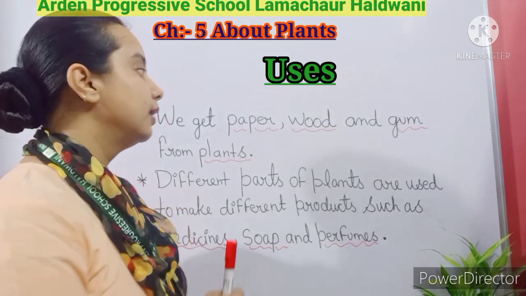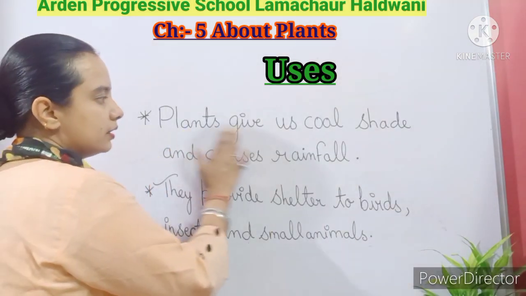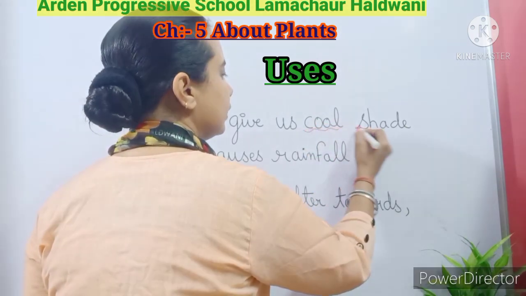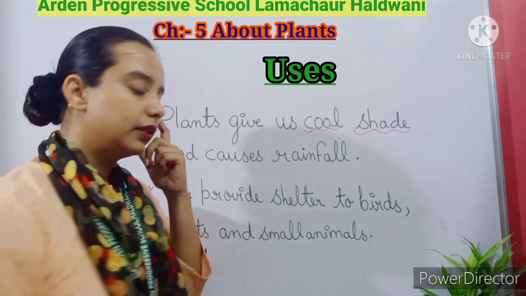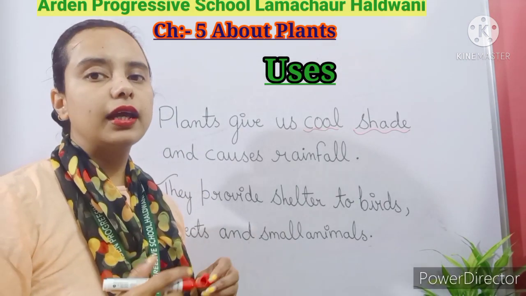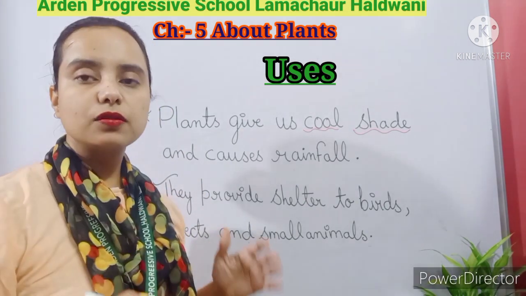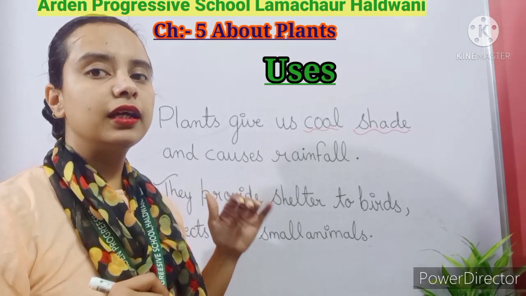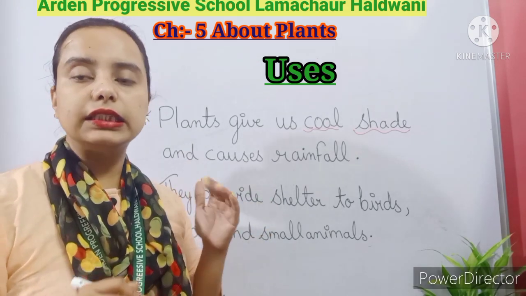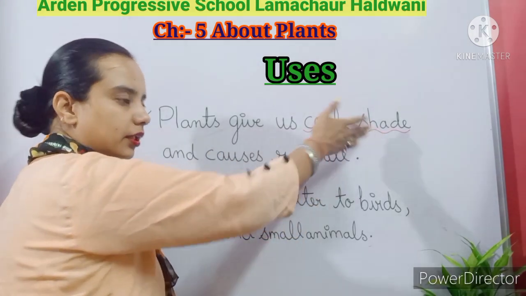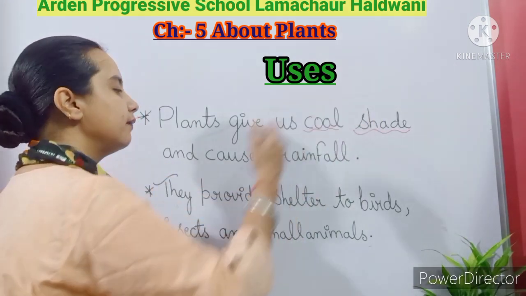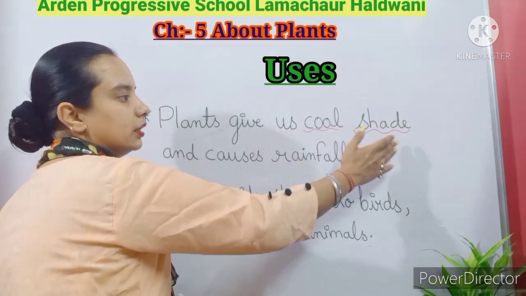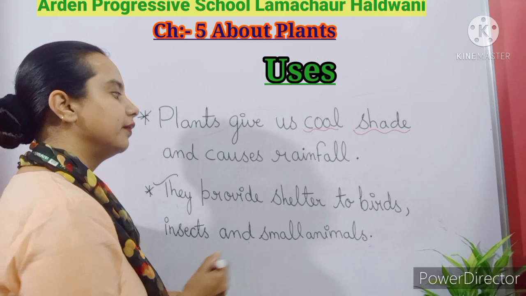Now the next is, plants give us cool shade. Plants give us cool shade means when there is sunny weather and we need to rest, where do we go? We stand under the tree, in the shade. That is a shade. In English we call it a shade. So the plants give us cool shade and cause rainfall.